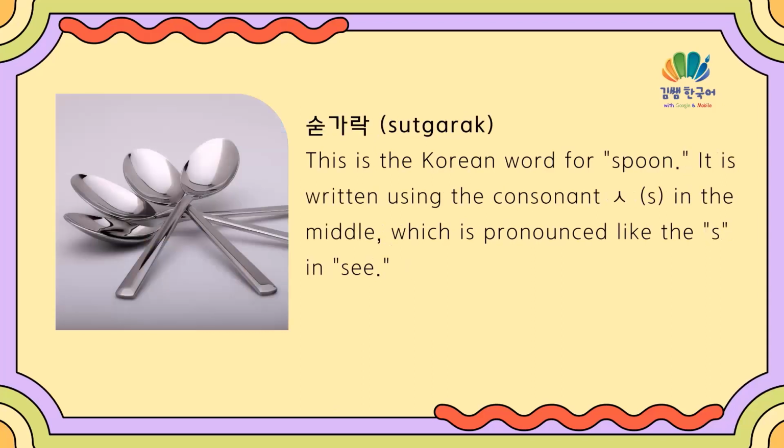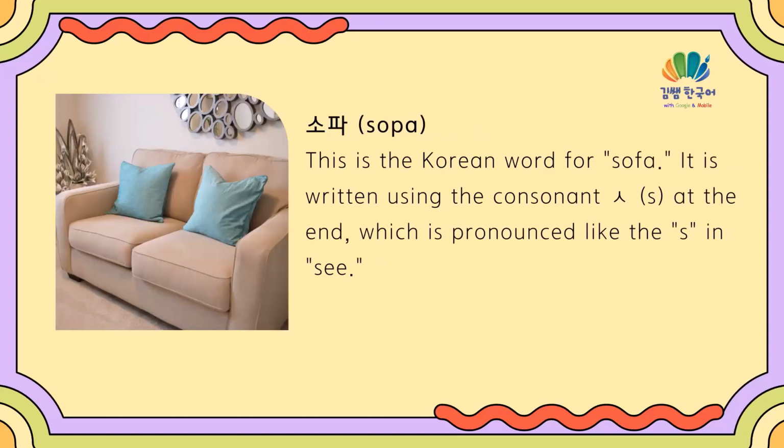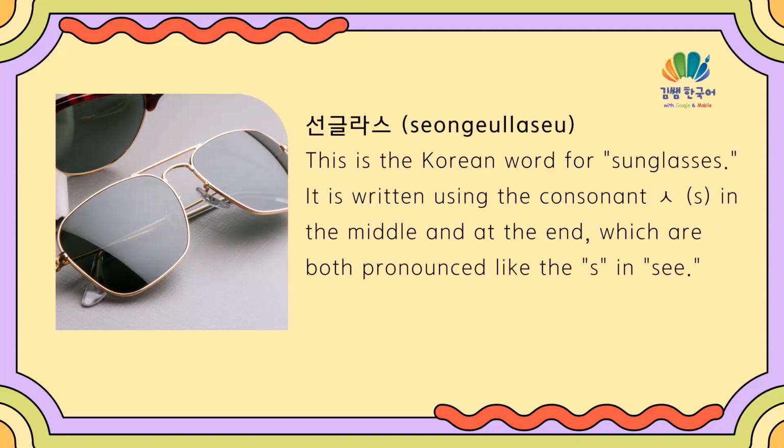숟가락. This is the Korean word for spoon. It is written using the consonant 시옷 s in the middle, which is pronounced like the s. 소파. This is the Korean word for sofa. It is written using the consonant 시옷 s at the end, which is pronounced like the s. 선글라스. This is the Korean word for sunglasses.